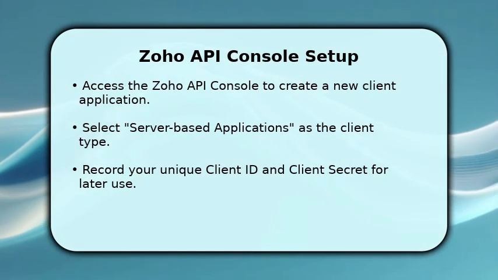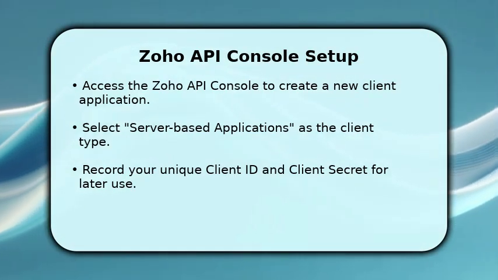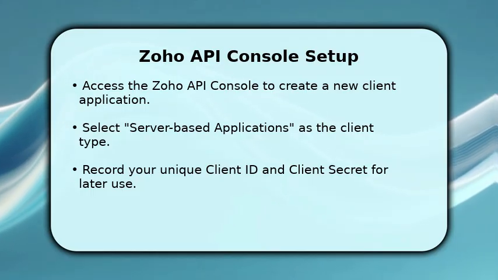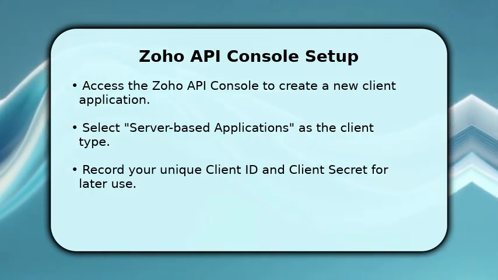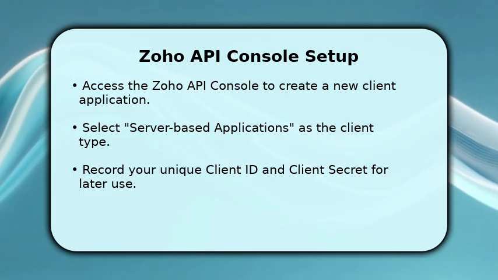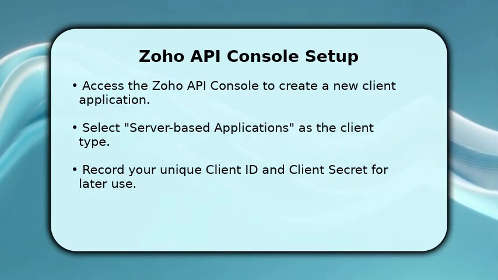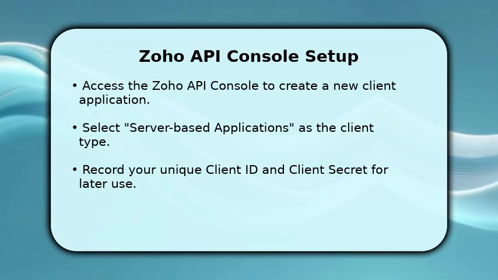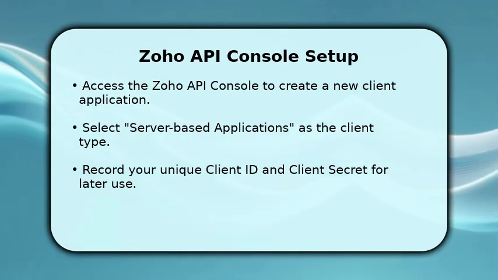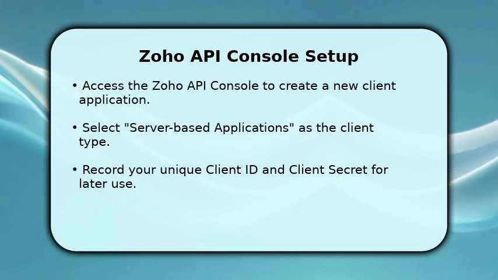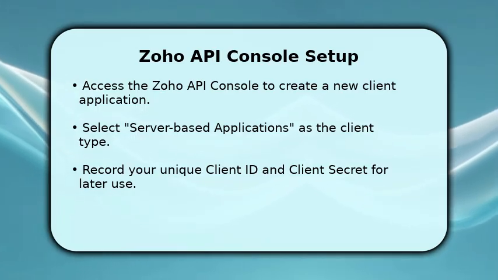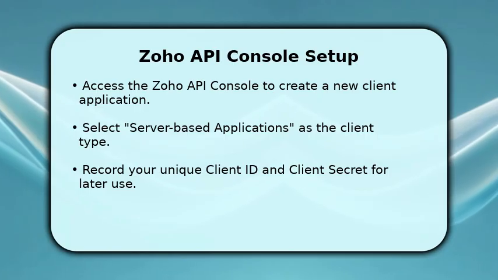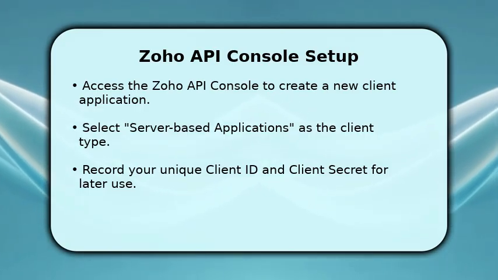First, you'll need to set up your Zoho API credentials. Navigate to the Zoho API console and create a new client application. It's crucial to select server-based applications as your client type. Once created, Zoho will provide you with a unique client ID and client secret. Make sure to save these securely. Finally, configure the authorized redirect URI, which you will obtain directly from your n8n instance.